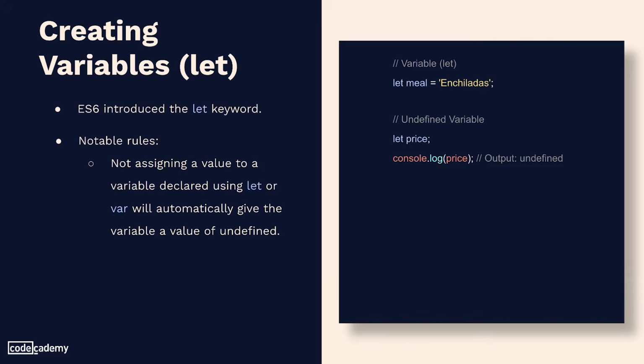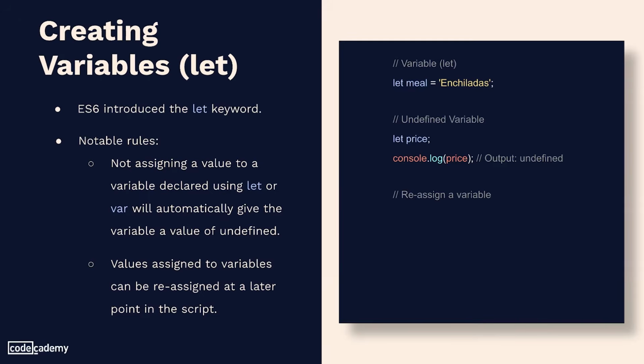Speaking of assigning values later, any variable that we declare can be assigned or reassigned a value at a later point in a script. This is an important rule to know. For example, take the same variable named meal from earlier. Here we have assigned the same value of the string enchiladas. If we console.log meal, we shouldn't be surprised that the output is enchiladas. Then, if we want, we can reassign the value to, say, a string like burrito. If we now output the variable, the value of the output is now burrito, the new reassigned value.